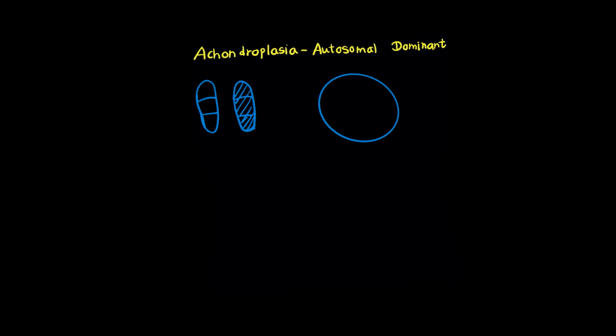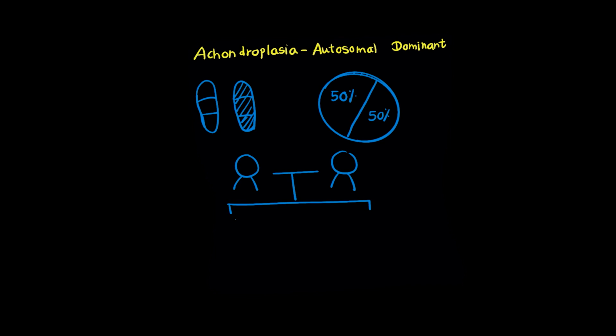Achondroplasia's autosomal dominant inheritance pattern creates an interesting genetic situation with clear mathematical probabilities. Autosomal dominant means you only need one mutated gene copy to express the condition. If one parent has achondroplasia, they have one normal and one mutated gene. During reproduction, each child has a 50-50 chance of inheriting either gene. It's like flipping a coin for each pregnancy. If the child inherits the mutated gene, they'll have achondroplasia. If they inherit the normal gene, they won't.